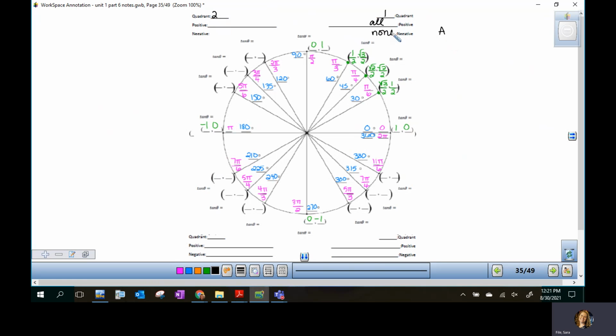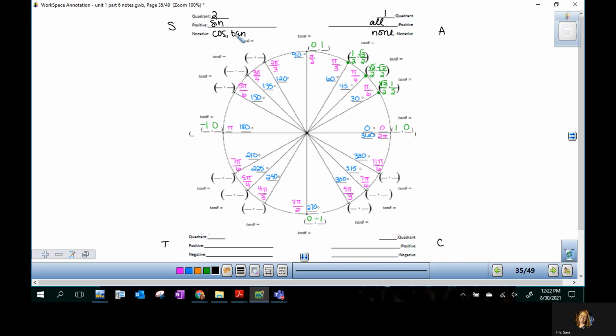Now in quadrant 2, remember we said A, S, T, C. All students take calculus. So here, sine is positive, cosine and tangent are negative. Now you can list out the reciprocal ones here. Just remember the reciprocals stick with each other. So if sine is positive, cosecant is positive. Cosine is negative, secant is negative. Since tangent is negative, cotangent is negative. Okay, so if you want to actually list out all 6, you can. I'm just going to list out the sine, cosine, tangent.